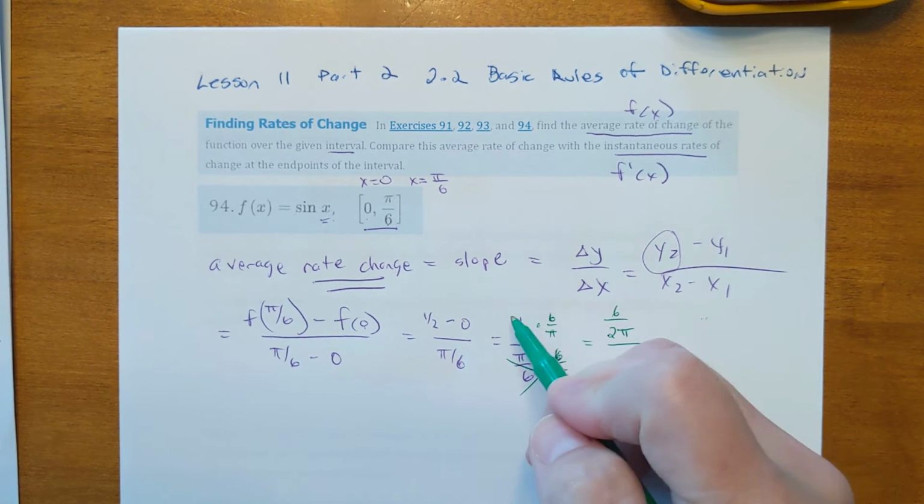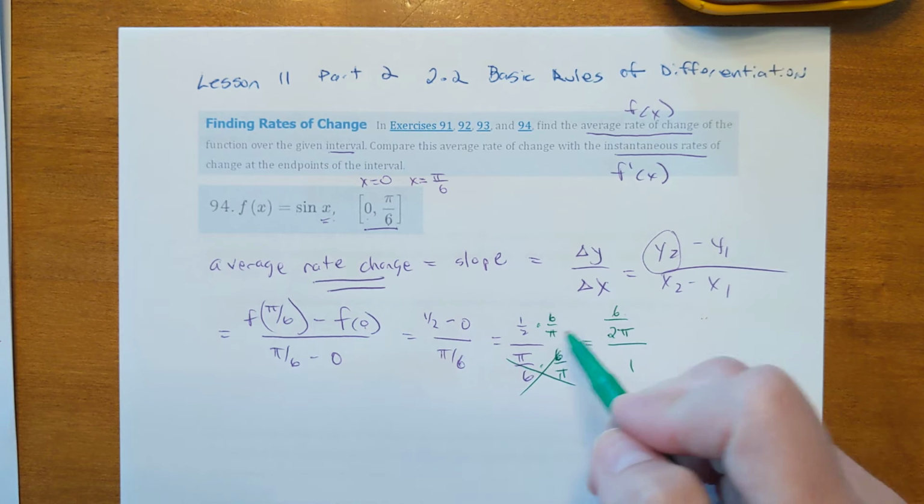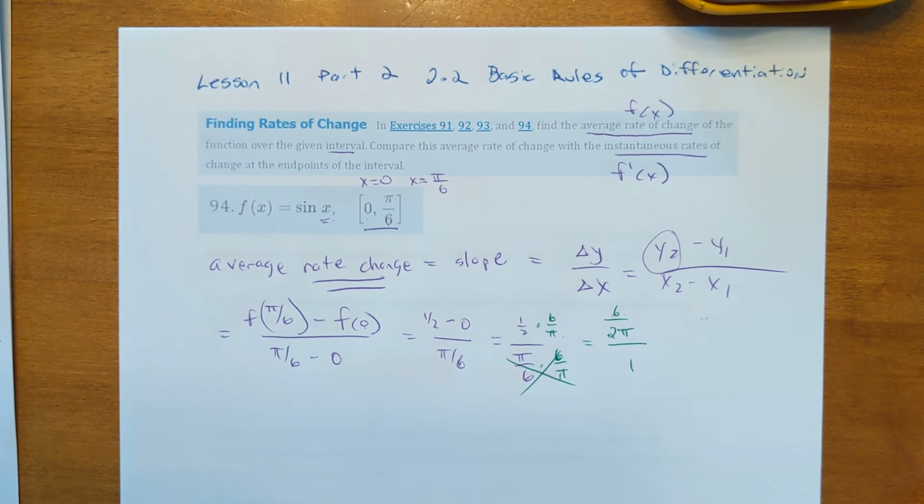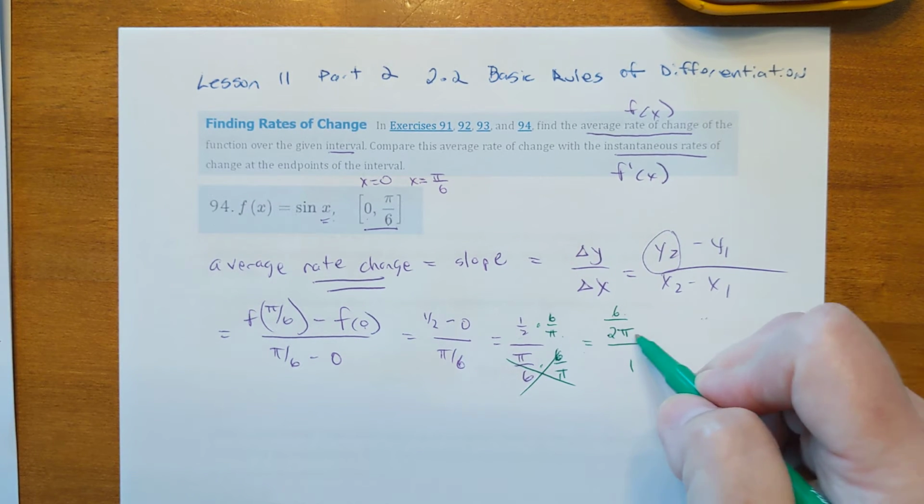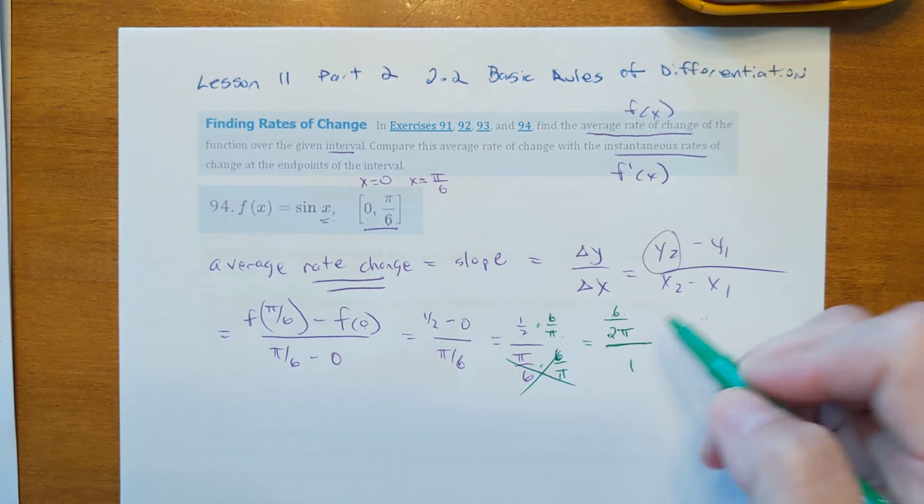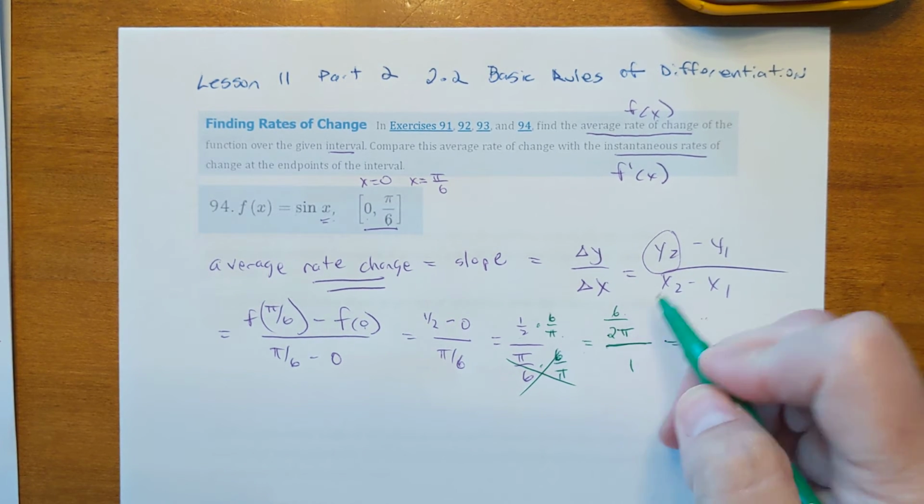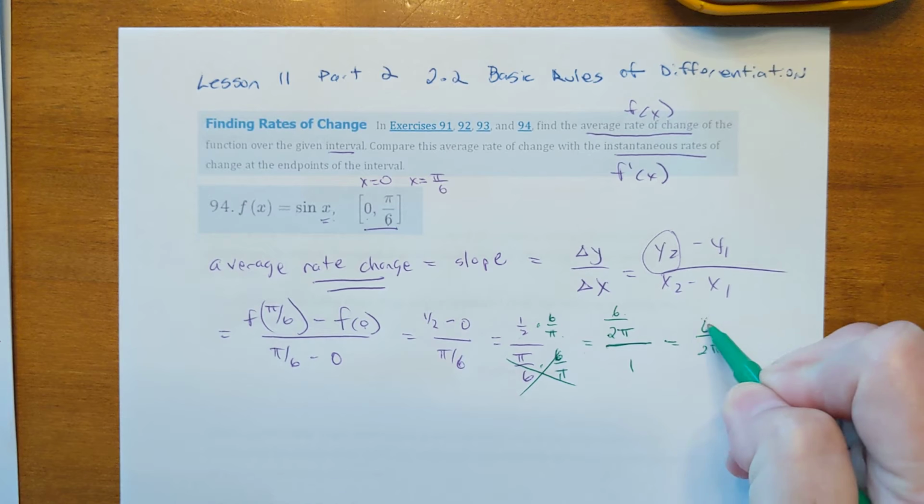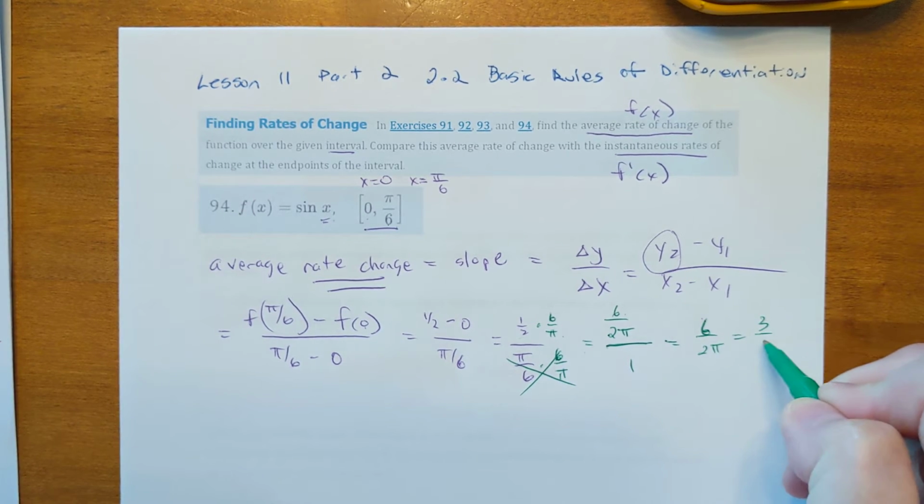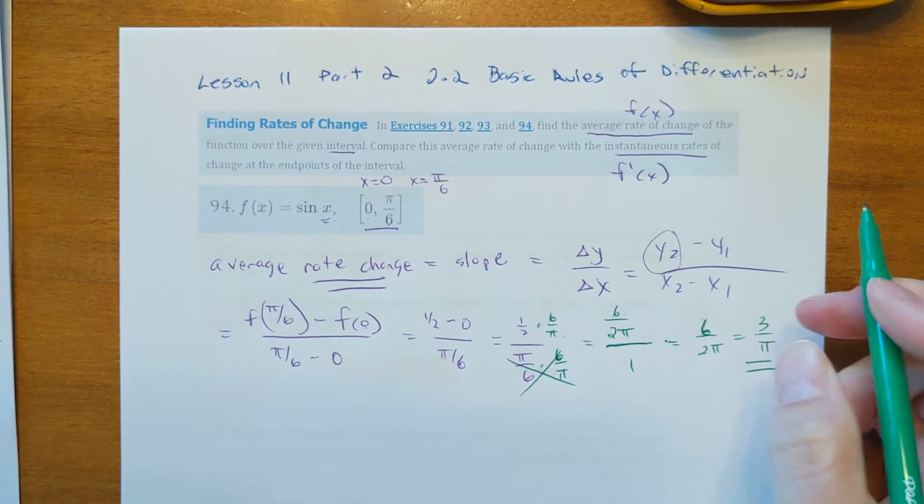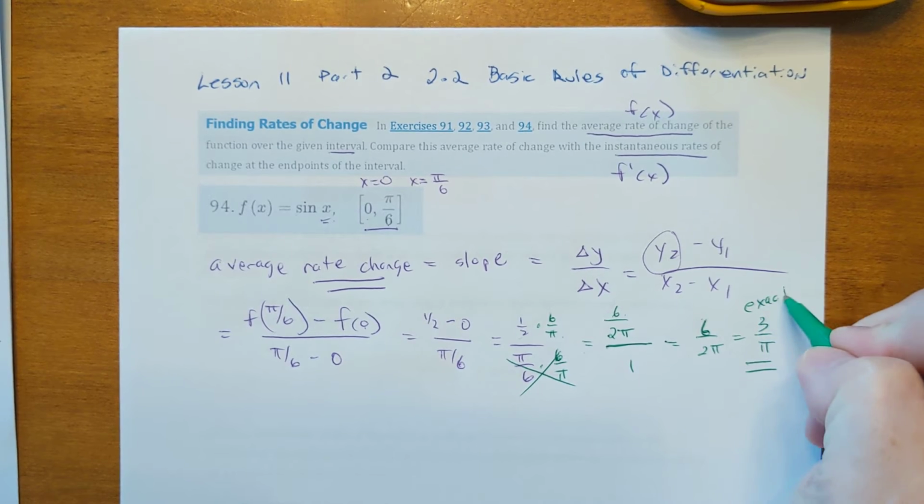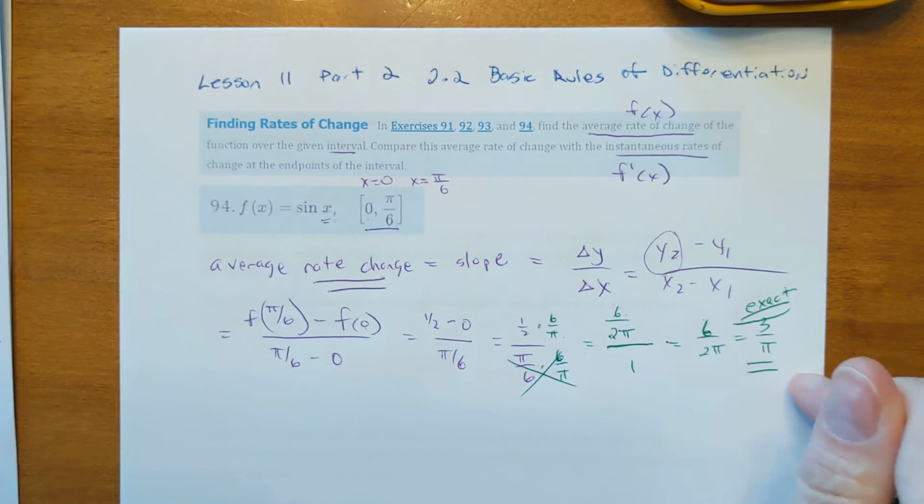When you multiply fractions, you multiply straight across. 1 times 6, 6, 2 times pi, 2 pi. And then so 6 divided by 2 pi divided by 1. So anything divided by 1 is just what it is. So it cleaned up to be 6 over 2 pi or 3 over pi. That is the exact answer. That's exact, 3 over pi.